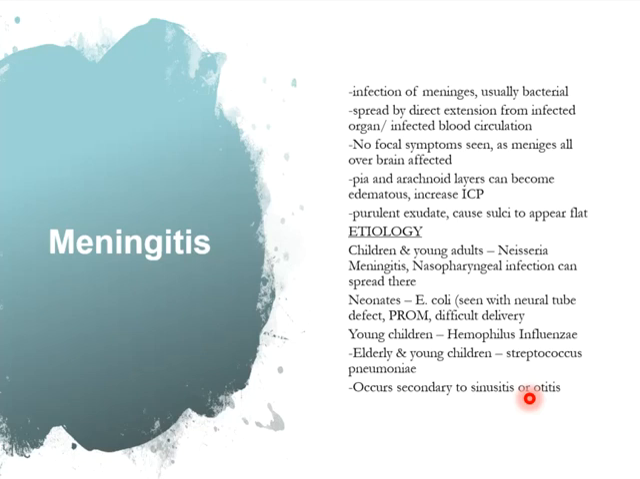Meningitis. Meningitis is the infection of the meninges, usually bacterial. They are spread by the direct extension from the infected organ, or they can be caused because there is an infection in the blood that is circulating. There are no focal symptoms as meninges are totally covering the brain, right? So no focal symptoms are seen. There are pia and arachnoid layers. They are the ones which are becoming edematous. Dura is the outermost. It's not affected so much as these two layers.